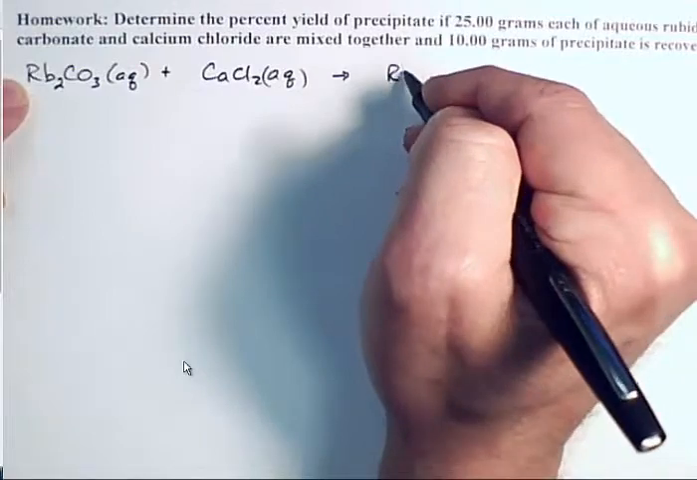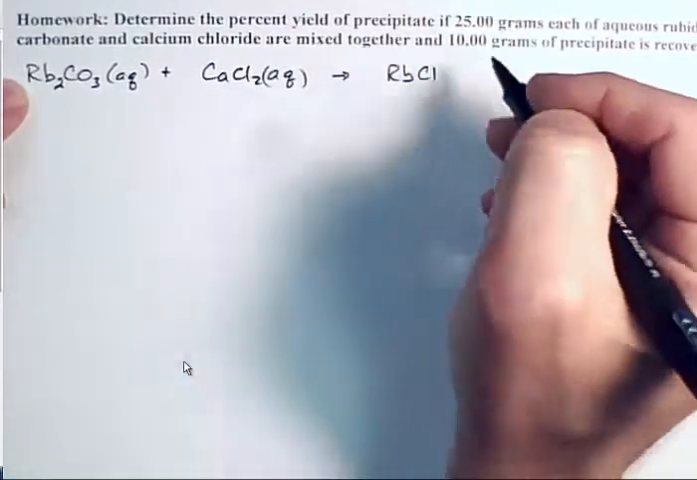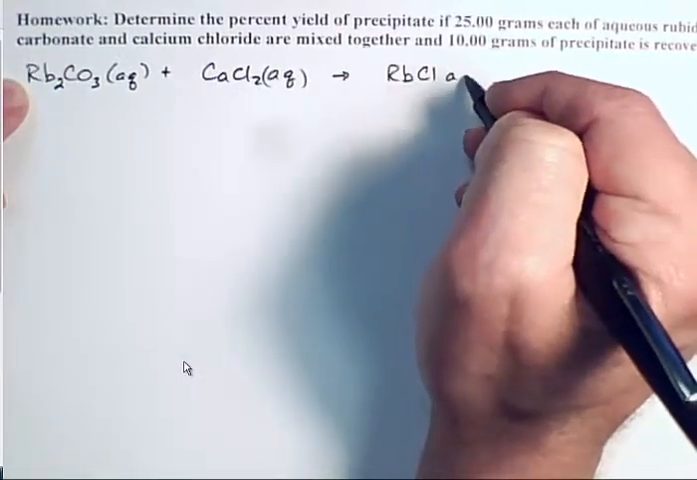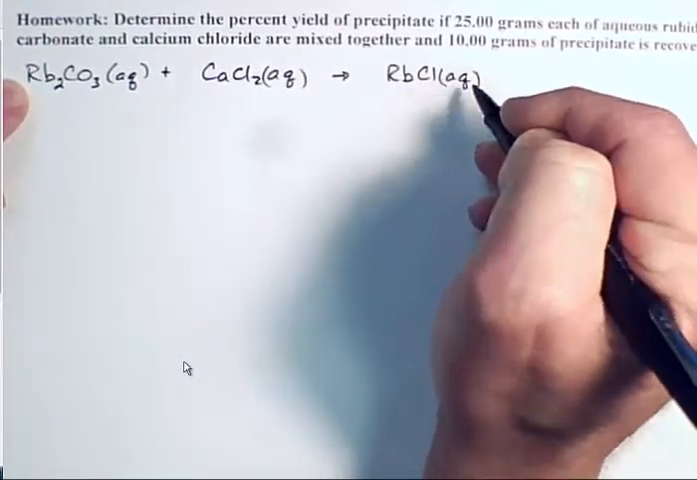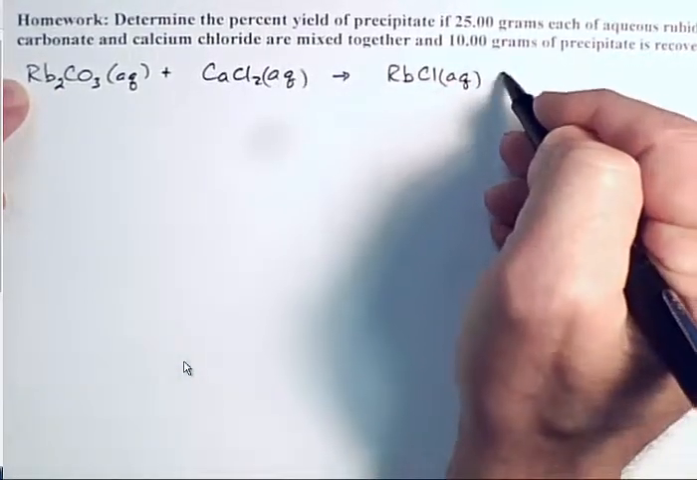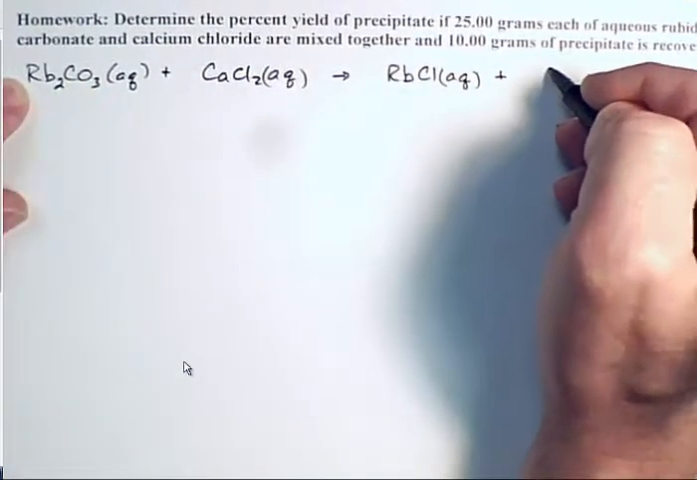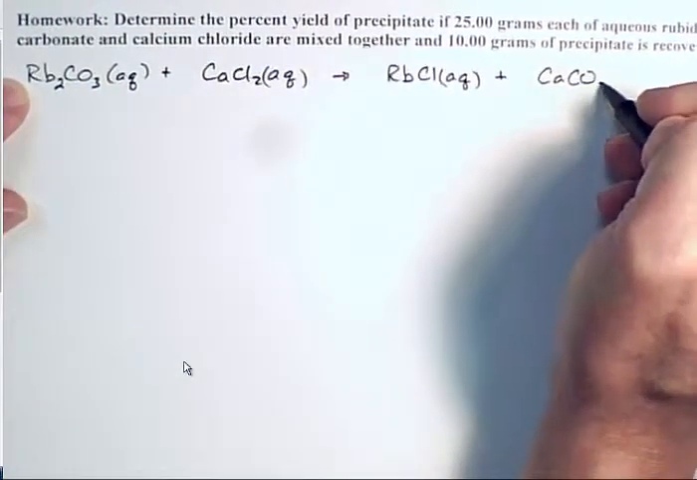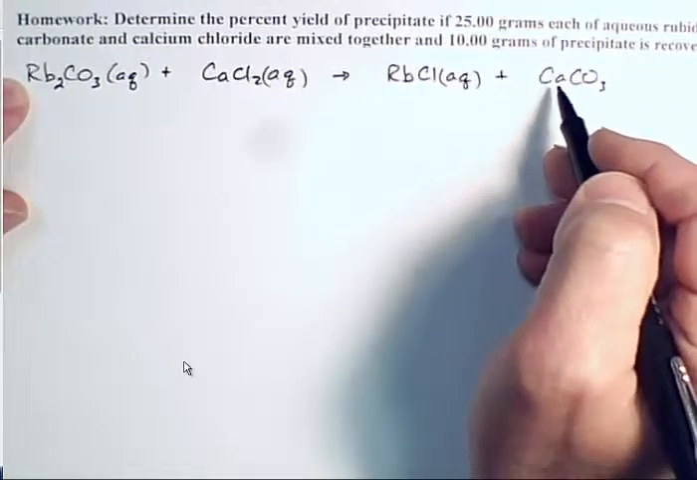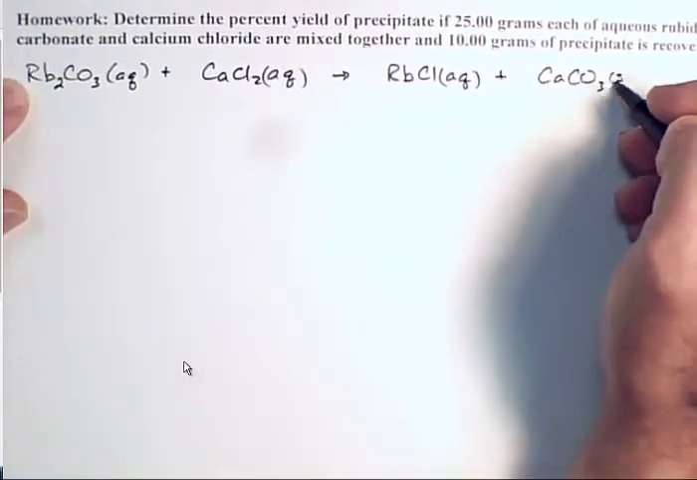So we get rubidium chloride. Rubidium has a 1 plus charge, chloride a 1 negative, so that's balanced. And group 1 metal salts are soluble, and therefore aqueous in a water environment. And so the other thing that we're going to make is calcium carbonate. And carbonates are mostly insoluble, and there's no exception for the insolubility of a carbonate compound when carbonate is combined with calcium. So this is our solid here.